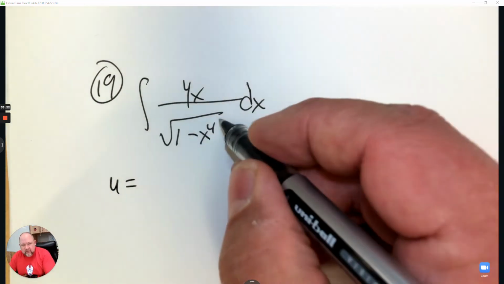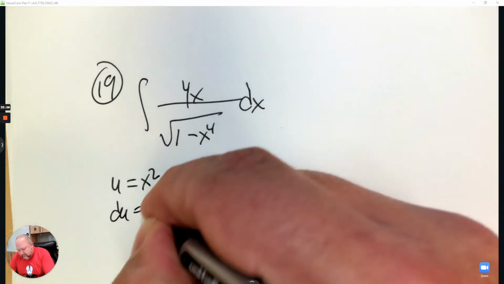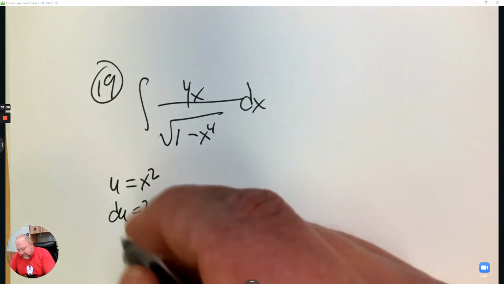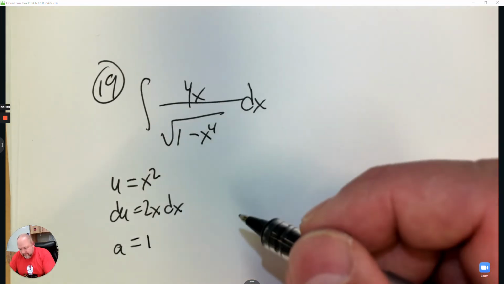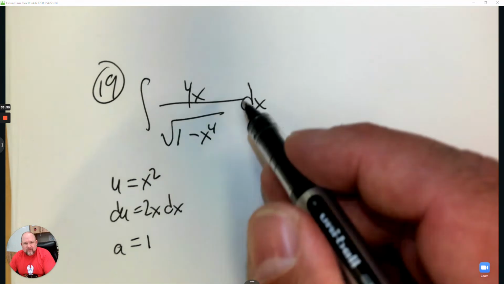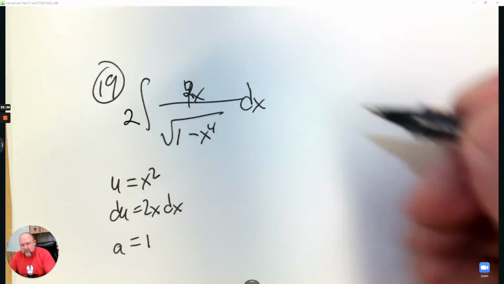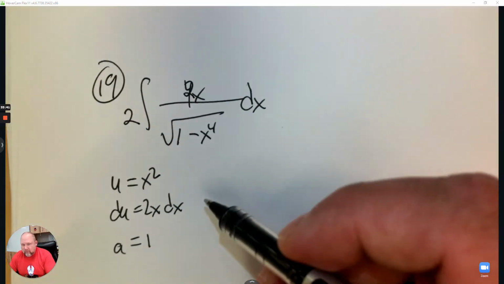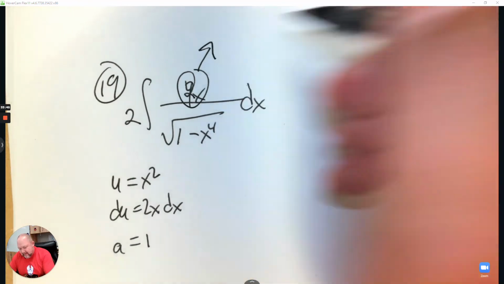So u is the square root of x to the 4th, which is x squared. Du would be 2x dx. And then a would be the square root of 1, which is 1. And so when I look at 2x dx, it's almost right. So I'm going to change it to a 2, which makes this a 2, because 2 times 2 is 4, or 4 divided by 2 is 2. And then I can ignore that.